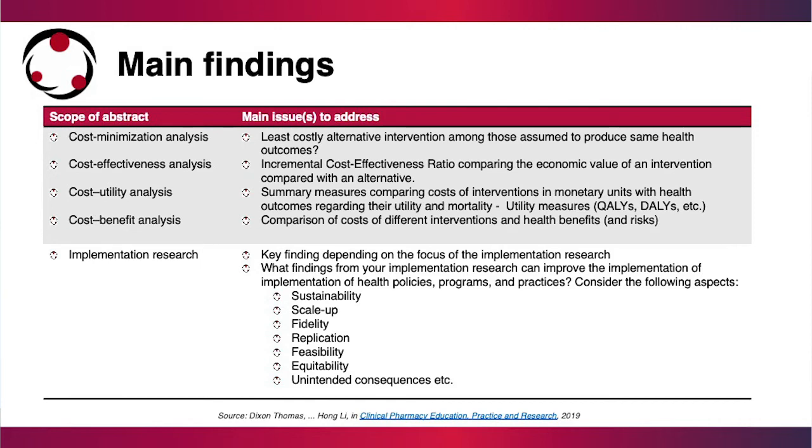Implementation research summarizes key findings depending on the focus of the implementation. These abstracts respond to the question, what findings from your research can improve the implementation of health policies, programs, and practices? To answer this question, they should consider the following aspects: sustainability, scale up, fidelity, replication, feasibility, equitability, and unintended consequences, etc.